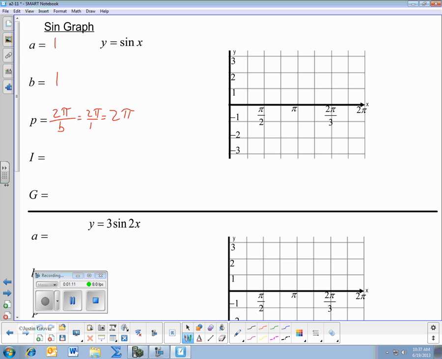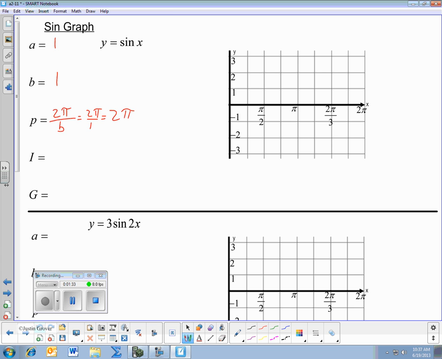So that right there tells us a couple of things. We know our graph is going to go as high as 1. We're only going to have one cycle from 0 to 2 pi, and our first cycle is going to end at 2 pi. Amplitude, frequency, and period. You should be pretty familiar with those three. We've discussed them already in some depth. The I and the G are a little bit new.